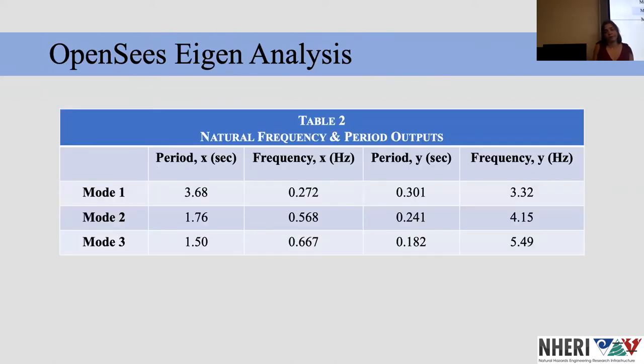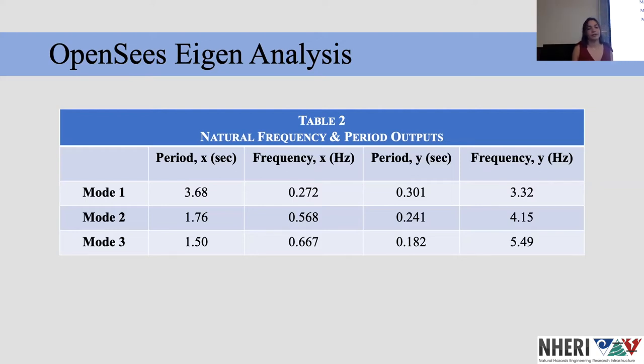So I ran the model the first time. This is the OpenSees eigenanalysis outputs, the natural frequencies and the periods. I ran for the first three natural modes in the X and Y directions. X in this case means horizontal direction, and Y is the vertical direction.